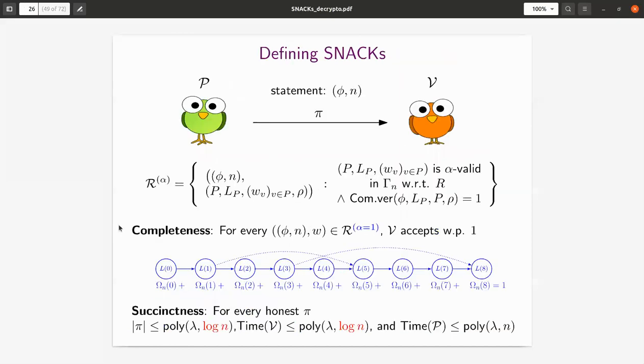So now defining SNACKs is kind of a formality, but nevertheless I will say it. It is exactly this generalization of a proof of sequential work. Completeness says, well, if you computed the proof correctly, then you have an alpha-valid path where alpha is 1. It has all the nodes. Succinctness is as usual. And more importantly here, we no longer talk about interactive proofs. The N is for non-interactive, so it's just one proof that the prover sends to the verifier, and this is the relation over which this proof system works.